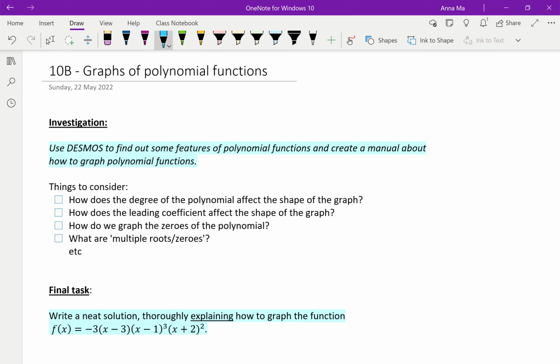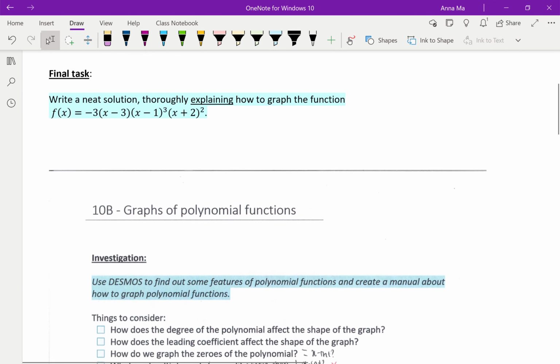And then after creating the manual, I get the students to give me a neat graph of this function. Sorry, not a solution. Oh, it says how to graph a function. I wasn't really asking for the how, actually. I was just asking for a neat sketch of the function. So you can pause the video and try it by yourself, or if you're not confident, just follow along.